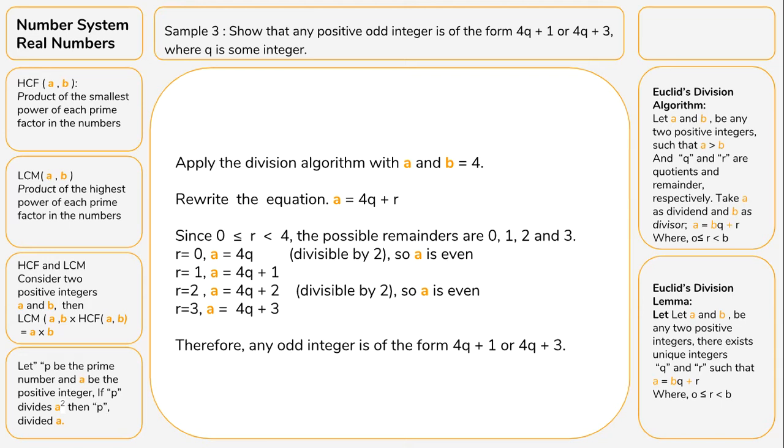When r equals 0, a equals 4q, divisible by 2, so a is even. When r equals 1, a equals 4q plus 1. When r equals 2, a equals 4q plus 2, divisible by 2, so a is even. When r equals 3, a equals 4q plus 3. Therefore, an odd integer is of the form 4q plus 1 or 4q plus 3.